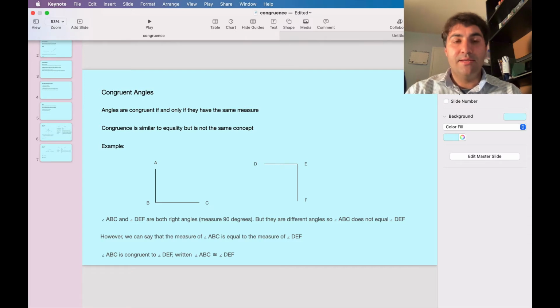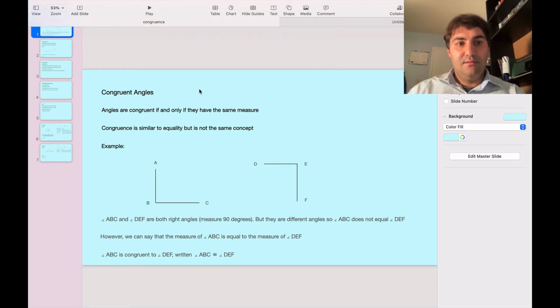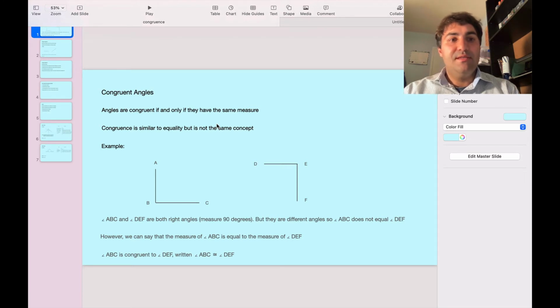Today I'd like to go over the concept of congruence and what that means when we study geometry. So let's take a look at some slides that I've prepared, and let's look at the definition of congruence for angles. Angles are congruent if and only if they have the same measure. What's important about congruence is it's a concept that's similar to equality, but it's not the same thing.